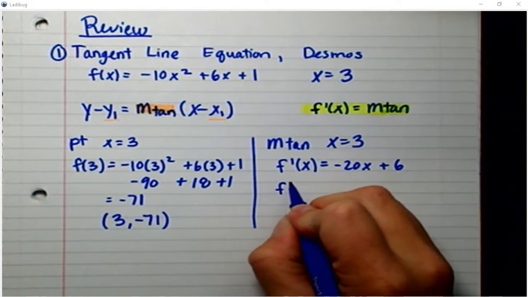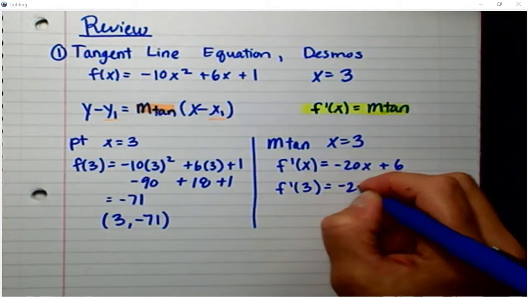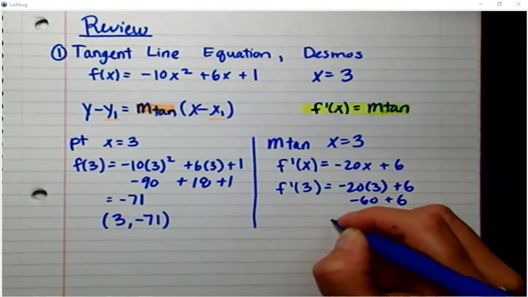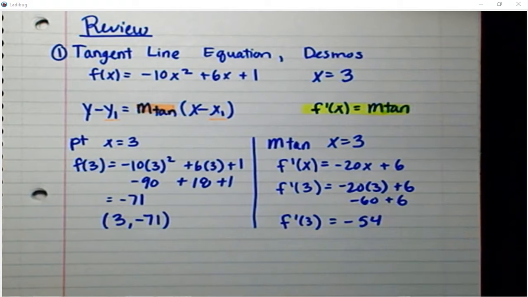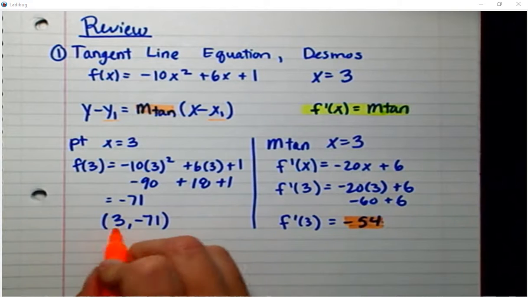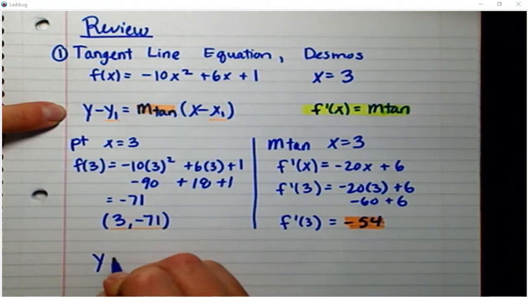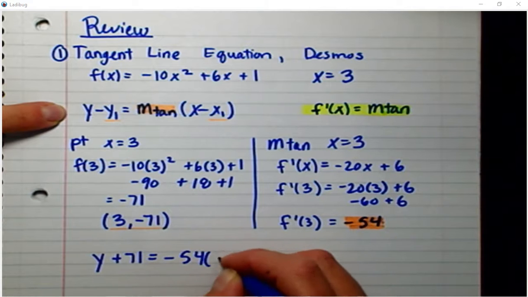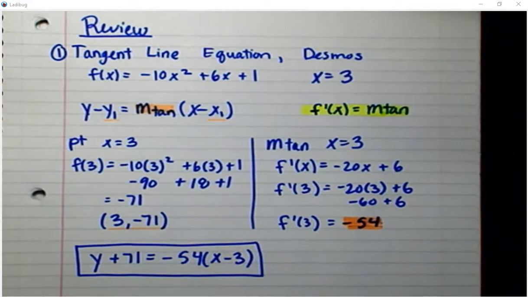Now, if I want the tangent slope at 3, then I plug in 3. Negative 60 plus 6, so equals negative 54. So f prime of 3 is negative 54. That is the tangent slope. There's the slope, there's the point. So I'm going to put those two things together. y minus y1 equals negative 54 times x minus 3. There's the equation of the tangent line.